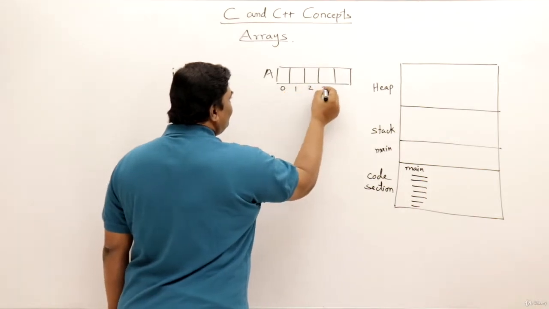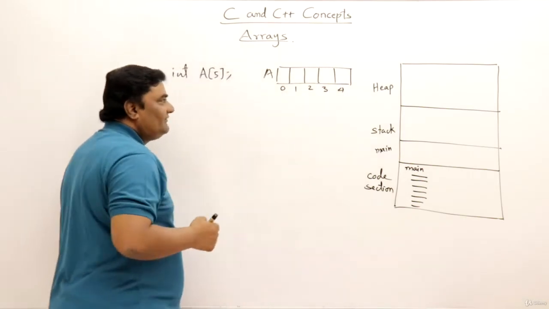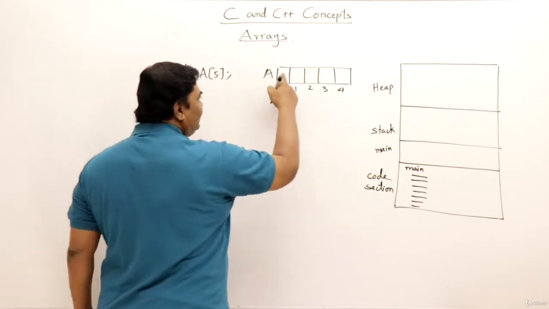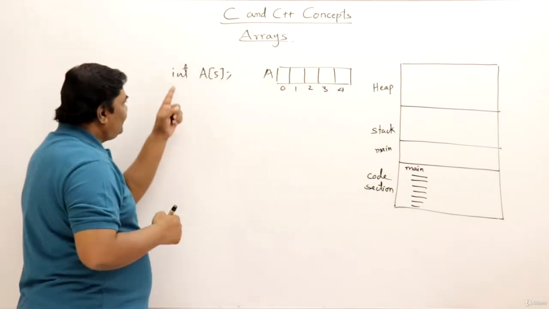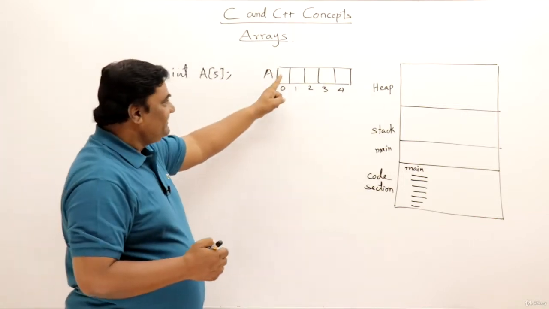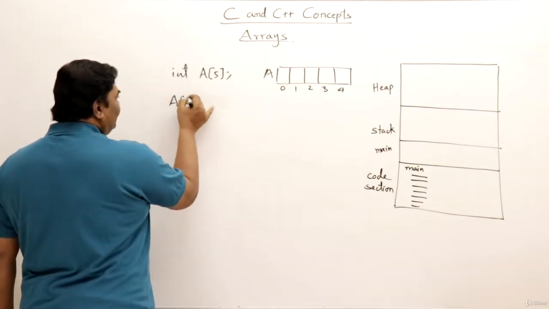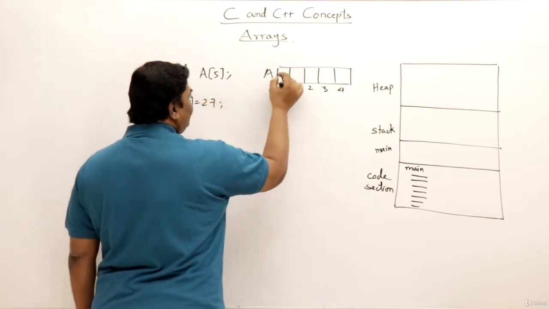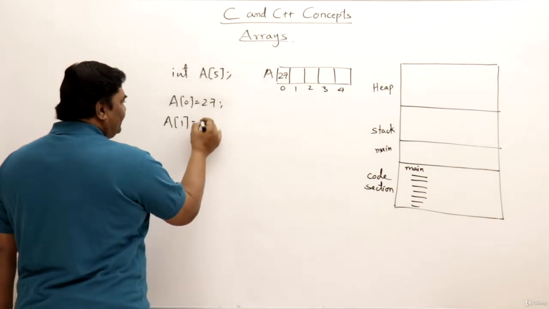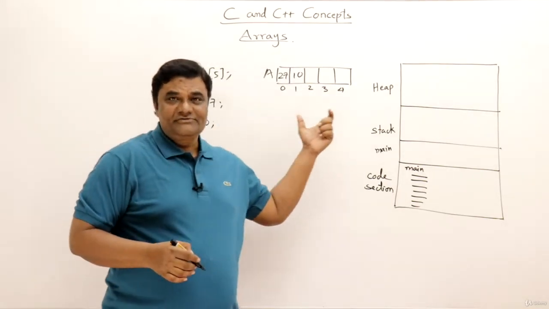And the indices will be 0, 1, 2, 3, 4. So 5 locations means the indices start from 0 and go up to 4, total 5 spaces. Now I can store 5 integers. Every location is an integer. And if we assume an integer takes 2 bytes, then these are a total of 10 bytes, 2 bytes each. Now each location can be accessed with the help of an index, like a[0] assigned 27, so I can store 27 at this place. Now a[1], if I want to store something, I can store a value 10 here. So you can have a group of elements together in one place.